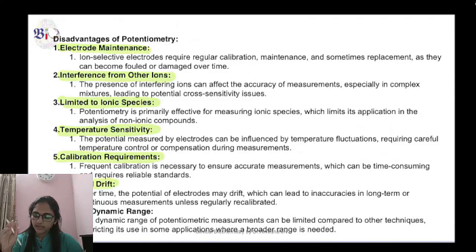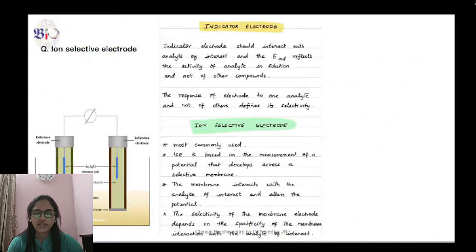If the reference electrode is used over a long time, potential drift can happen. The silver chloride electrode that you use as a standard reference electrode will degrade and lose its ions, so it loses potency also. Limited dynamic range means that where a broader range is needed, you can't use this. It's restricted only to certain applications. So these are the disadvantages of your potentiometric methods.